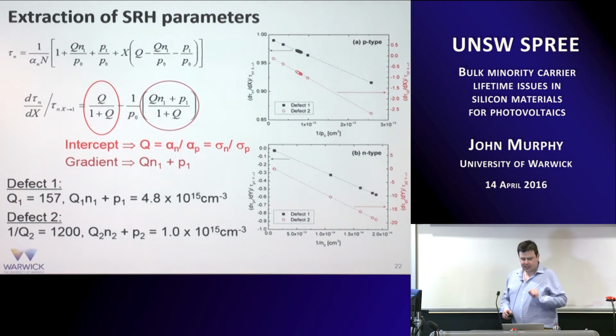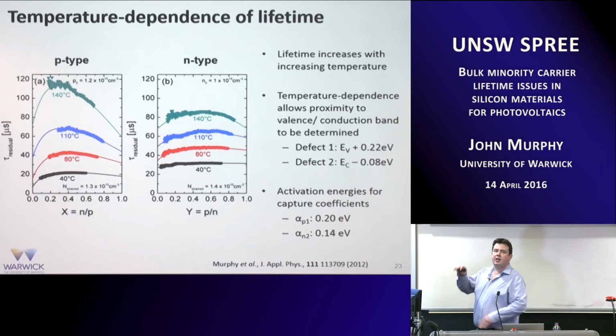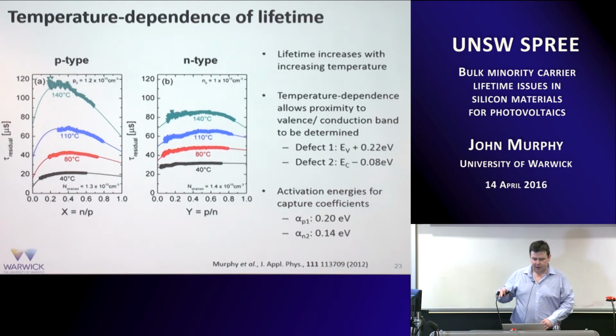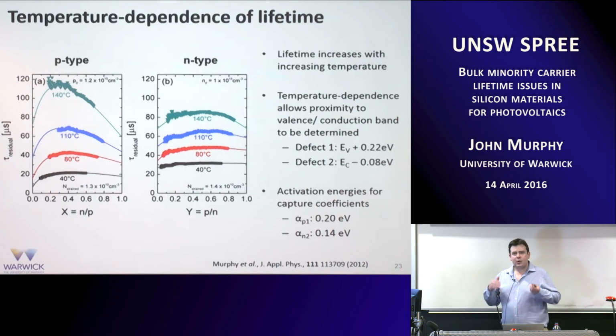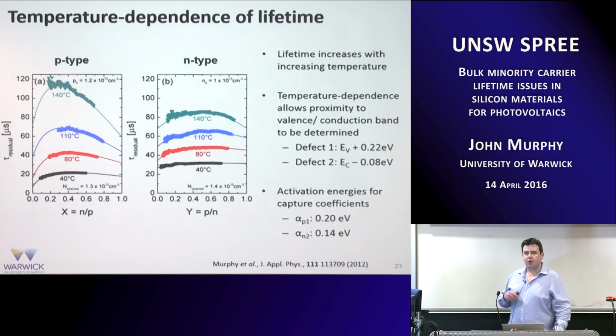Now we can do some more things as well. We can do temperature dependence, and that can isolate whether the state is near the valence band or the conduction band. And it turns out that actually 1 defect is near the valence band, 1 is near the conduction band. We can even work out the activation energies for the capture coefficients from the temperature dependent lifetime measurements. So basically what we have here is a complete parameterization of lifetime in oxide precipitate containing silicon. And we can go a bit further than this.